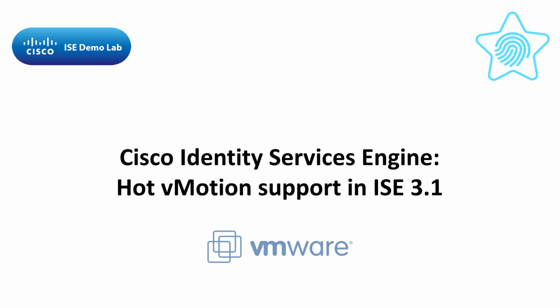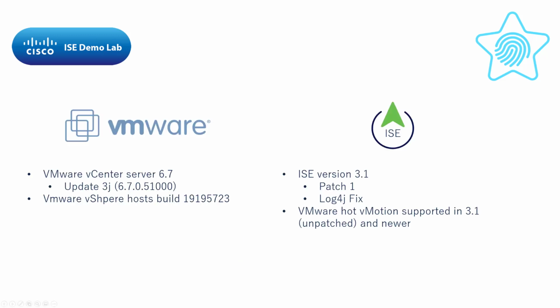Hello and welcome back. Newly announced, ISE 3.1 supports hot vMotion in vCenter. This is one of those functionalities that have been asked for a long time. What this does is it allows you to move the ISE virtual machine from host to host while ISE is still running. For this video, I'll be using VMware's vCenter 6.7 Update 3J.